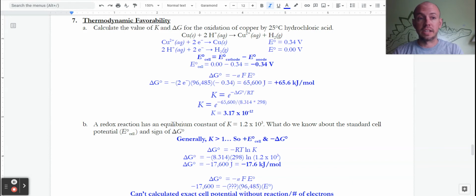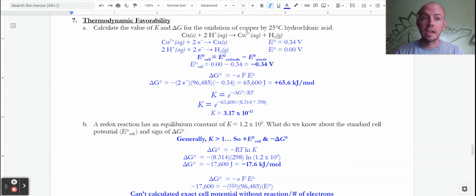Within this, we see it here, but we can also balance it. We have the negative sign. We have two electrons reacting. We've got Faraday's constant, and we have a negative. A negative and a negative gives us a positive, 65,600 joules or 65.6 kilojoules. A fairly measurable or significant large value there.